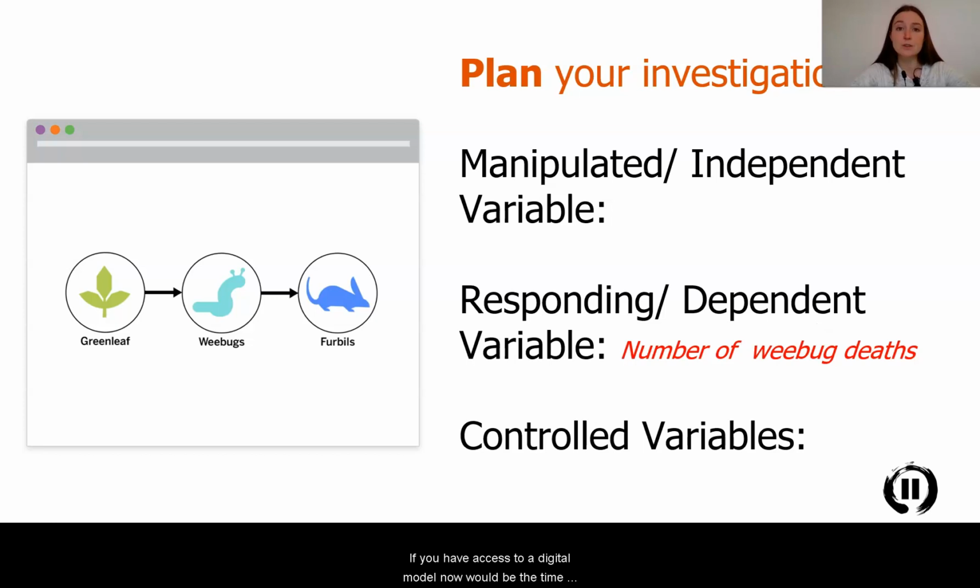If you have access to a digital model, now would be the time to pause the video, plan your investigation, and then carry it out. Make sure to take data and record information about the deaths before and after your change. Figure out whether or not your manipulated variable does cause a change in the deaths of the wee bug populations. Good luck! If not, follow along with me and we are going to plan an investigation together.